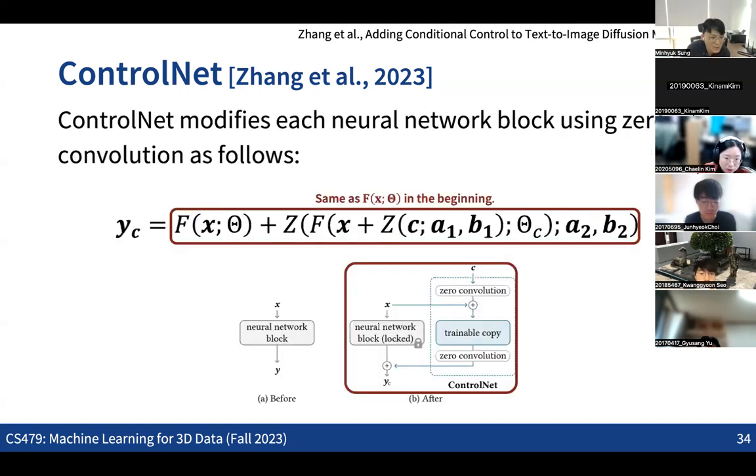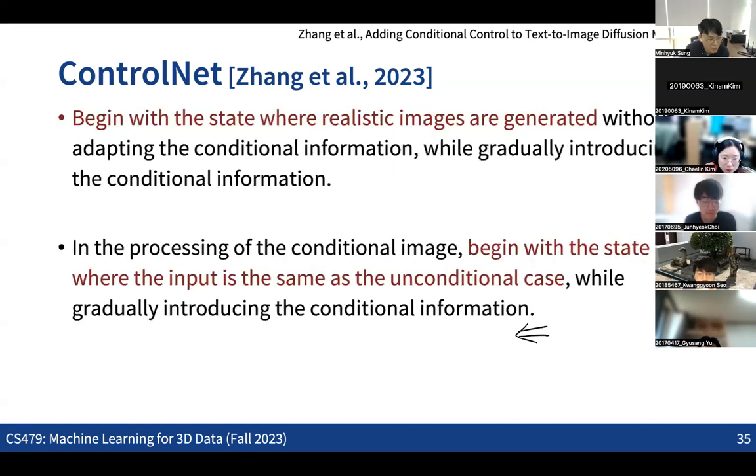And as you can see in the second block here, in processing the conditional input, we also want to fully utilize the given pre-trained UNet, beginning from the state where the network is just the same as the unconditional case. So not taking the conditional input, but just taking the original input x_t, while gradually adapting the neural network to be able to feed in conditional information, because here in the zero convolution layer, yeah.